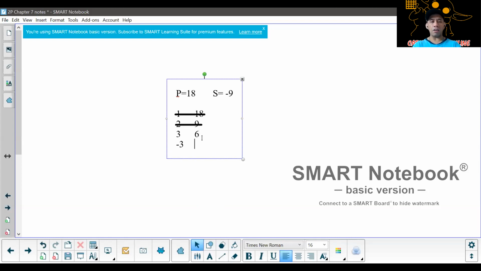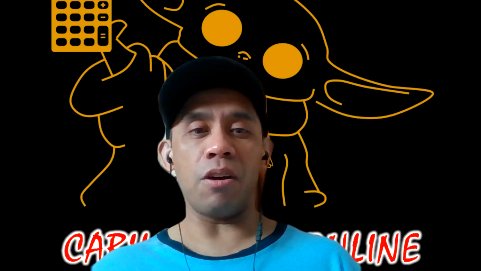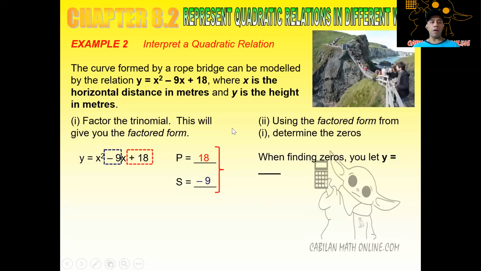So let's check this out. If I go negative 3 times negative 6, it gives me positive 18. So that checks out. And also, negative 3 minus 6 gives me negative 9. So guess what? Those are our two numbers here. All right, so let's go back to the problem here. You can see what we have here are indeed the two numbers, negative 6 and negative 3, or negative 3 and negative 6. So we factor that out.